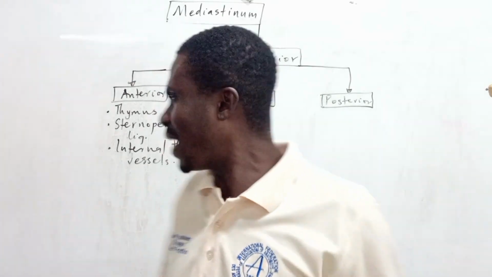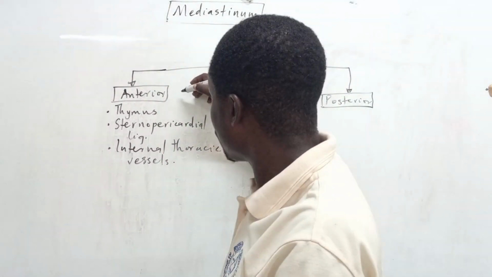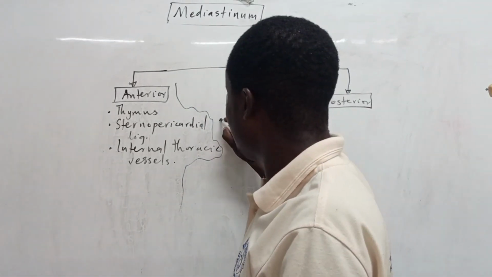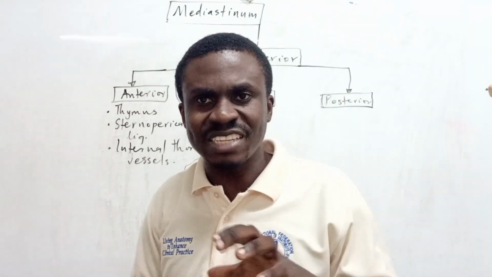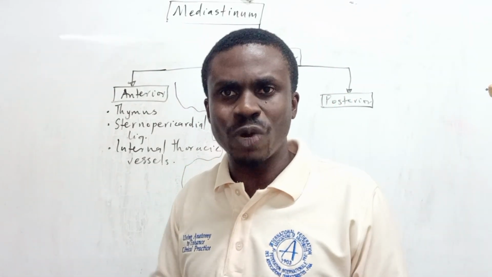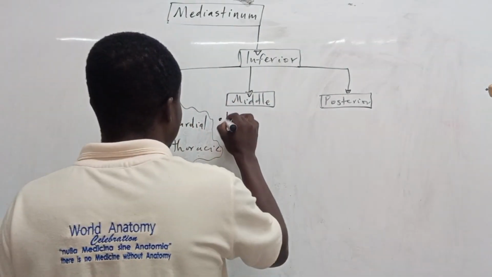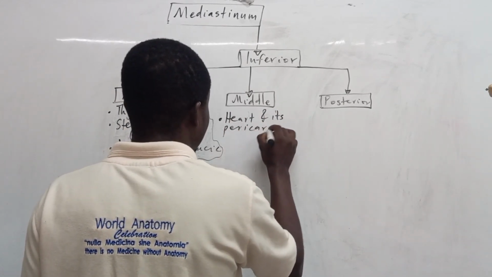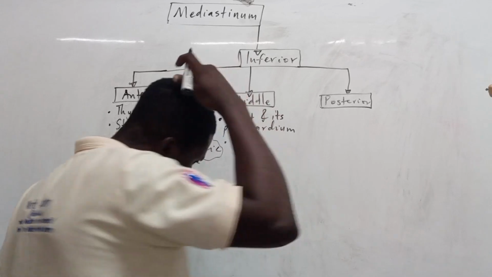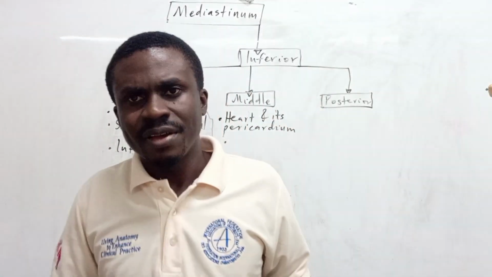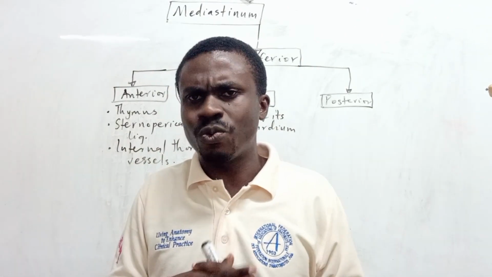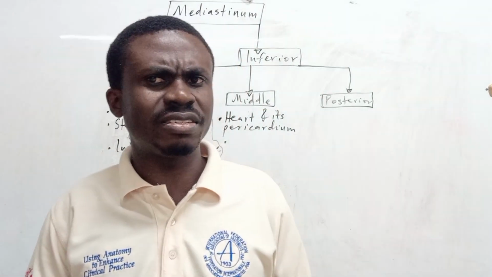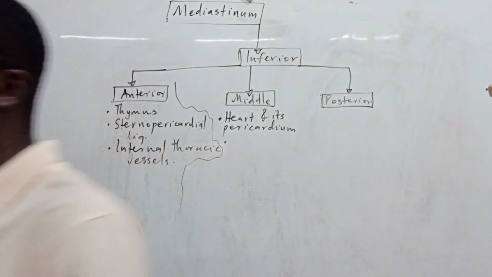Now, having seen this, how about the middle mediastinum? There are a lot of things going on here in this middle mediastinum. One thing that we don't want to forget is that in the middle mediastinum we have the heart together with its pericardium. Now, when we talk about the heart, there are some great vessels which either empty their contents into the heart or drain the heart of blood. And what are these vessels we are talking about?